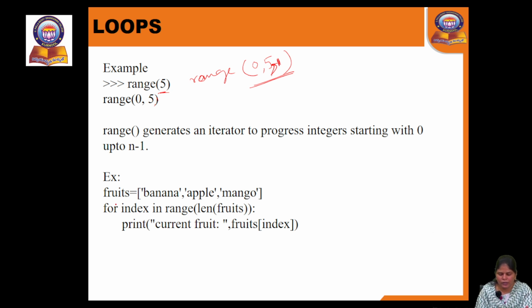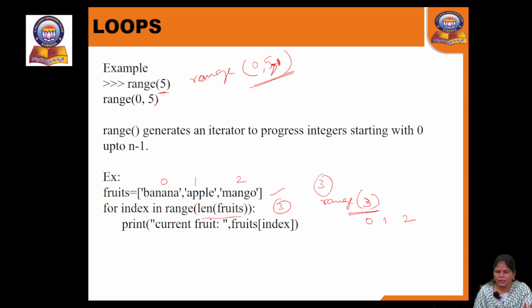So here I have taken fruits: banana, apple, mango. So this is a string list, having all the items as strings. For index in range of len of fruits. So len of fruits, 1, 2, 3, I have 3 items, so the len of fruits will be 3. So what is the range? Range will be range of 3, right? So it will start with 0, 1, 2. So at the 0th index I have banana, at the first index I have apple, and at the second index I have mango.